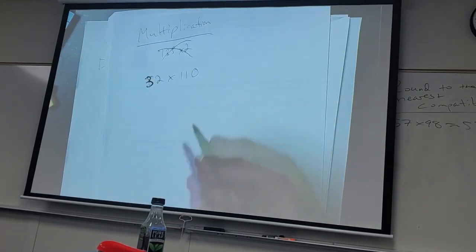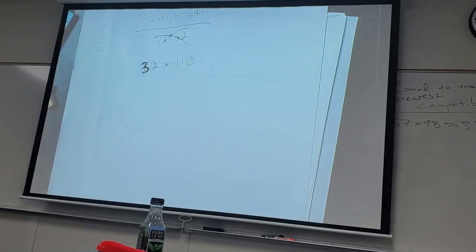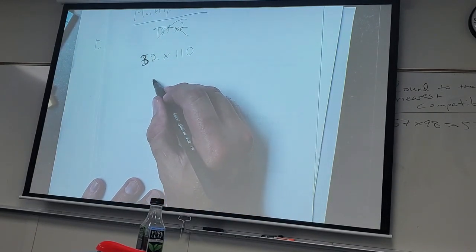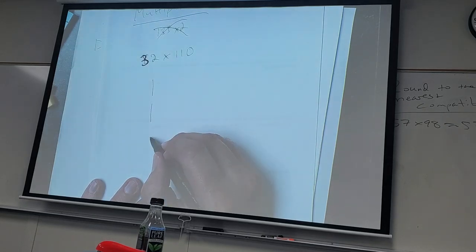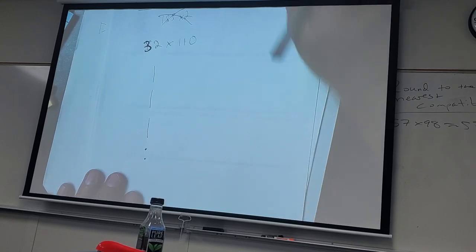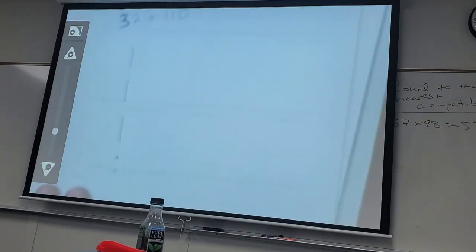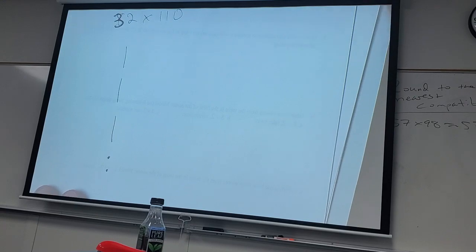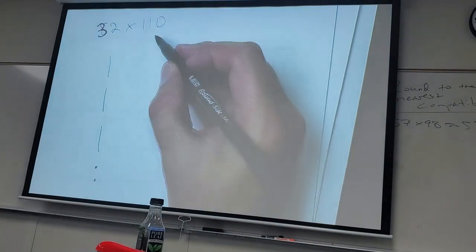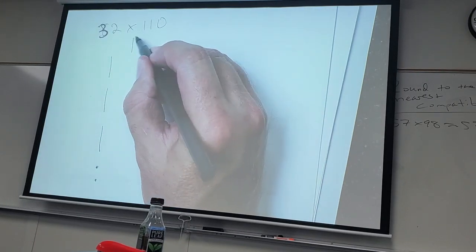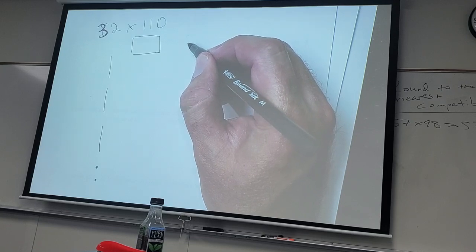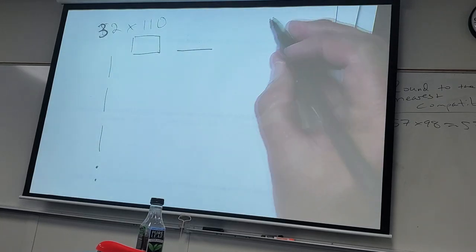32 times 110. I think I'm going to try to do this just drawing, because otherwise I don't think all this is going to fit. You'll see why in a minute. 32 would be along, and then 2 units, correct? Okay. And then 110 would be a flat, along, I think I want to put this, yes. And that's it.